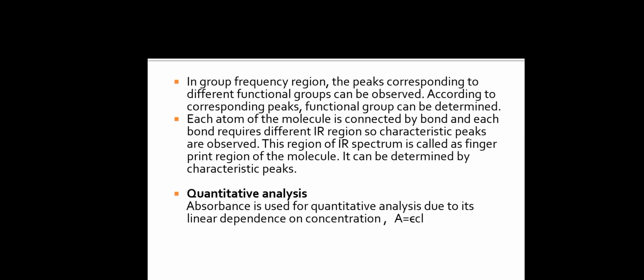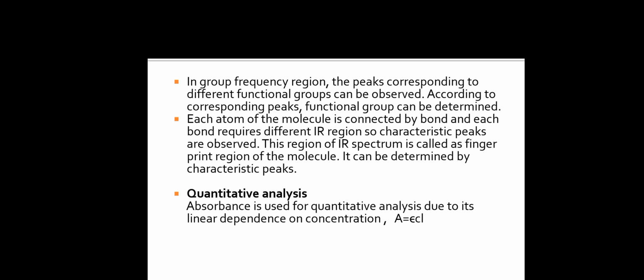It is used in the group frequency region. The peaks corresponding to different functional groups can be observed. According to the corresponding peaks, the functional group can be determined. Each atom of the molecule is connected by a bond, and each bond requires a different IR region, so characteristic peaks are observed. This region of the IR spectrum is called the fingerprint region of the molecule. It can be determined by characteristic peaks, and it is also used for quantitative analysis.